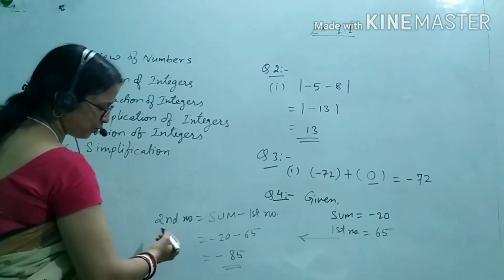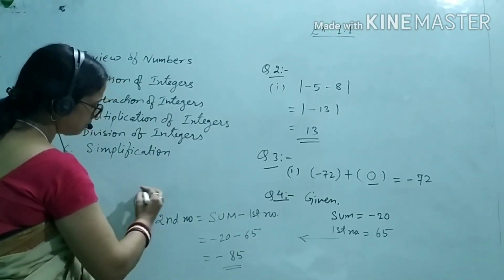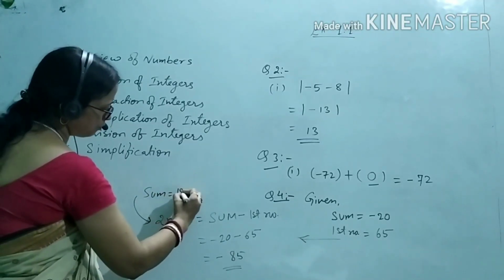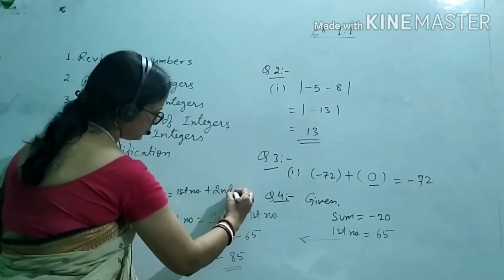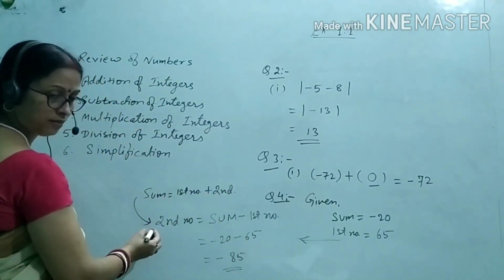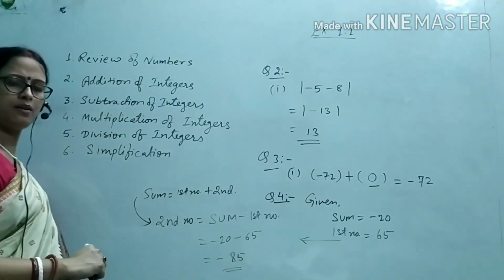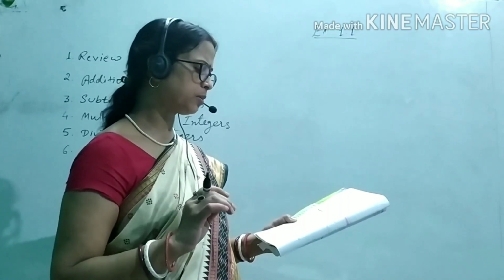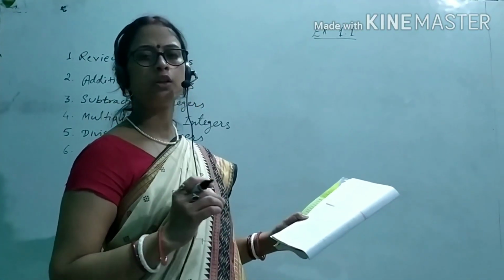Children, we know that sum equals first number plus second number. So directly I wrote second number equals sum minus first number and got the answer. Children, I hope you won't have any doubt in question number 5 because both seem to be similar types of questions, question number 4 and 5. Now coming to question number 6, it is fill in the blanks.